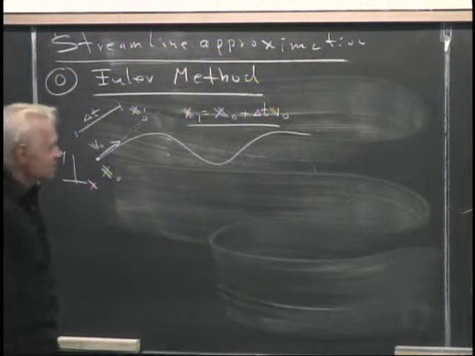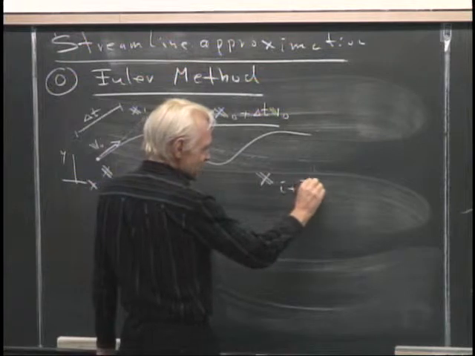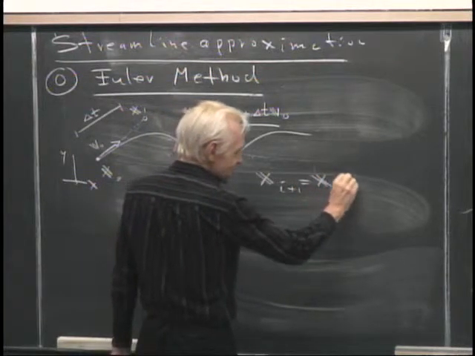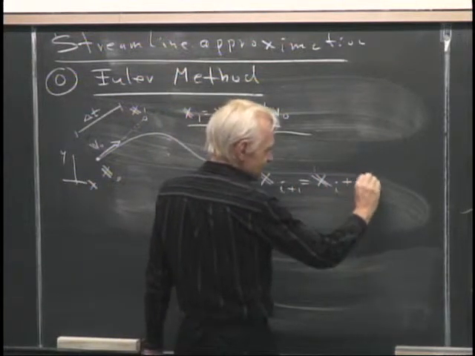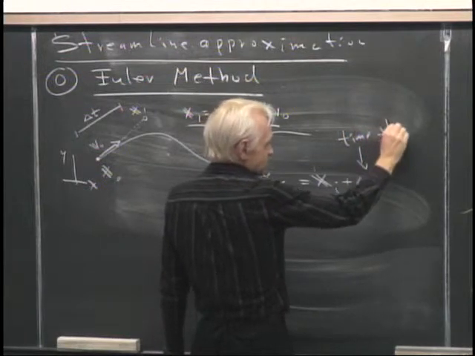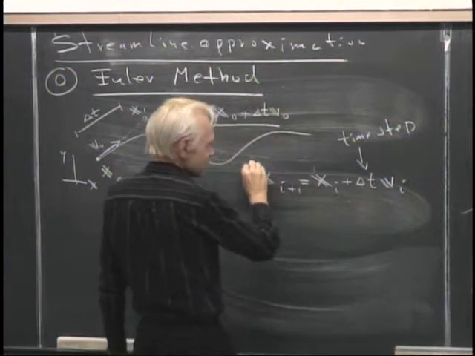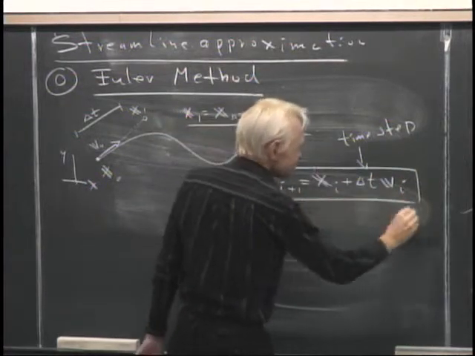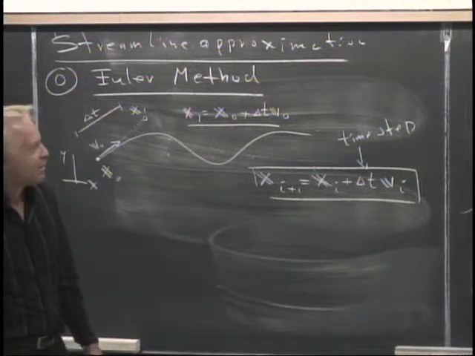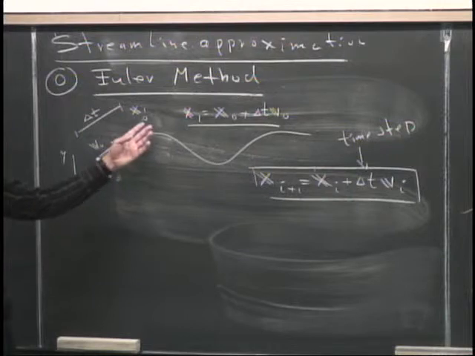Okay. In general, the next point, xi plus 1, is always the current point, xi, plus some time step, delta t, times the velocity at the current point. Is this a good method or not? Why is it not so good?